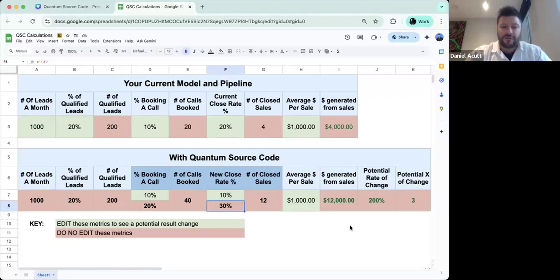Now, write that down for yourself. If you were to increase your close rate by 10%, and you were to increase your call booking rate by 10%, you would 3 times your revenue. Who wants to 3 times your revenue this month? Everyone, right? Okay, let's go back to the presentation.